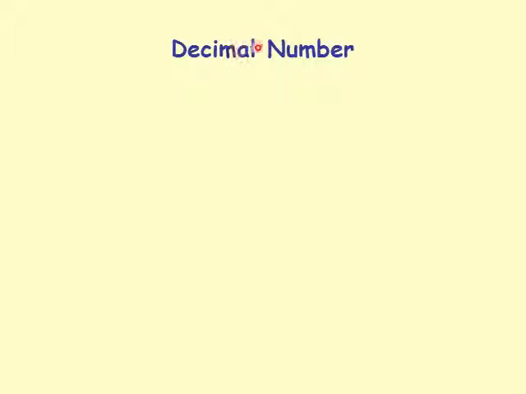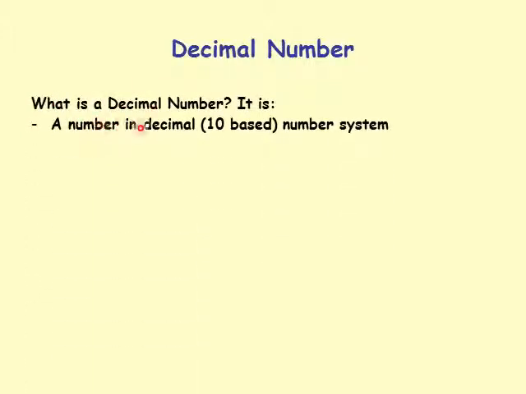So what is a decimal number? Let us see if we can figure out what a decimal number is. First of all, what's a decimal number? It is a number in decimal, which is base 10. Base 10 means digits 0 through 9, a number system. If a fraction, it's usually a mixed fraction. Mixed fraction means it has a whole part and a fractional part.